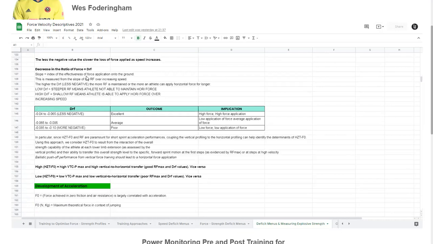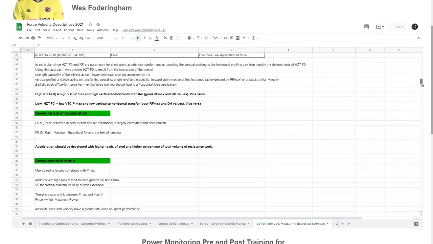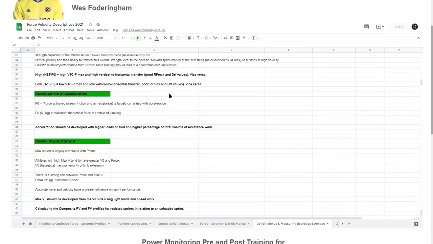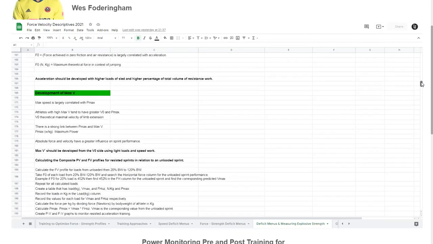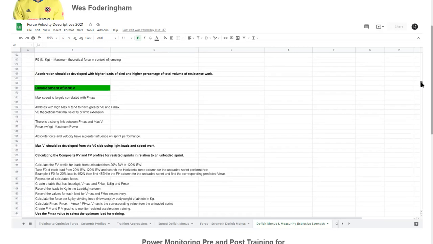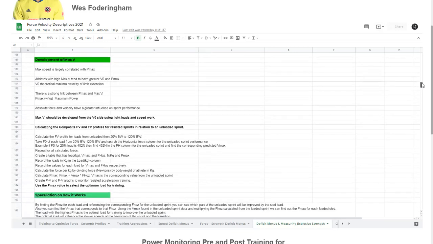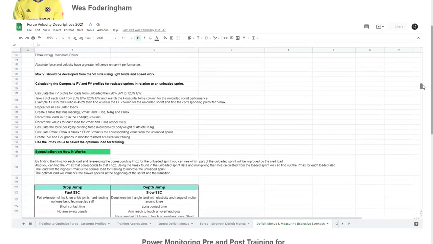Okay, the decrease in rate of force. So that's the index of the effectiveness of force applied onto the ground. What the implications are, what you find. Development of acceleration. Development of maximum speed. So of course this correlates with high max power. And maximum velocity can be developed using light loads and speed work.